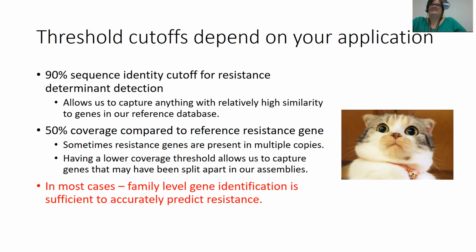The rationale behind this is that sometimes resistance genes are present in multiple copies, and this happens quite a bit, and those don't assemble well and sometimes get split apart in your assembly. Having a lower coverage threshold allows us to capture more resistance genes that aren't assembling as well. What this boils down to for us is that in most cases, a family level gene identification, not that specific variant, is sufficient to accurately predict resistance. So we can get away with these looser thresholds, and we find that we're able to detect resistance very accurately.